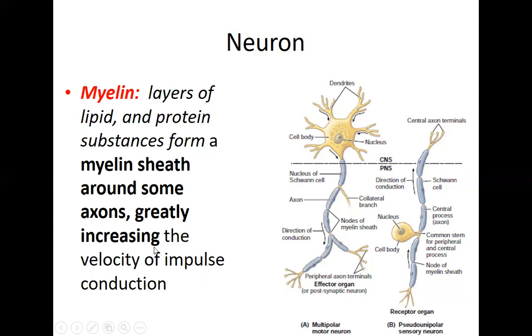It greatly increases the velocity of the impulse conduction. So what is the function of this covering for the axon, which is called as myelin? This will help in conduction of very fast impulse passing. As soon as the message is sent here, it will pass very fast to the periphery. So that is the function of the myelin, to conduct the impulses very fast. It greatly increases the velocity of the impulse, meaning the message will go very fast. That is the function of having a myelin sheath covering around the axon.